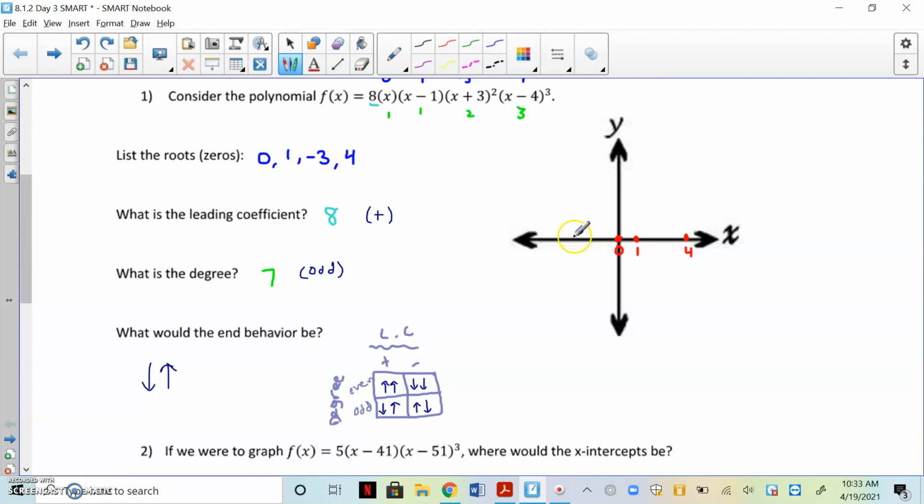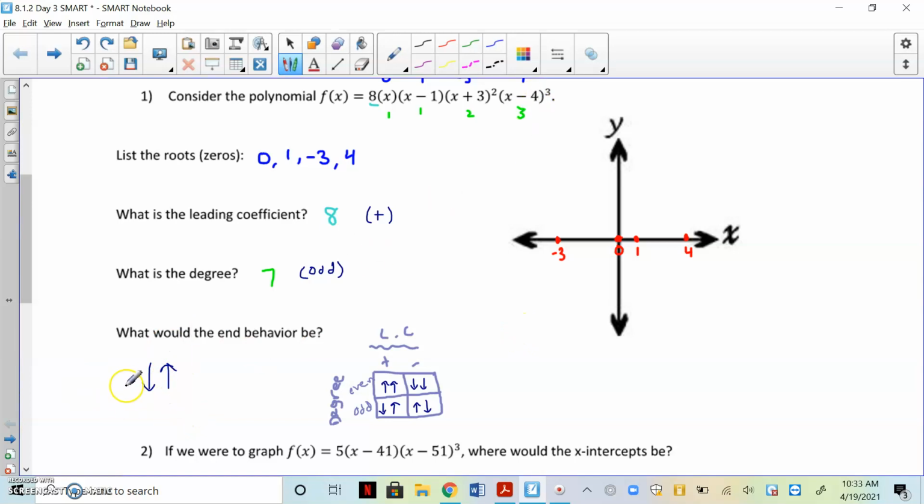And then -3 can be here. It doesn't have to be perfect, just approximate. And then we can sketch our graph. The most important thing to look at in the very beginning is the end behavior.